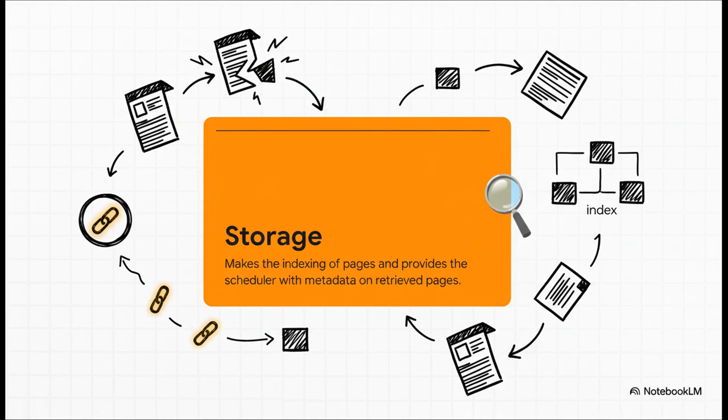Okay, so the page gets downloaded, then what? It gets sent to storage. And this is way more than just some digital filing cabinet. This is really where the magic happens. The system tears the page apart, analyzes all its content, and then indexes it. It's basically creating a giant searchable map of what's on that page. And here's the really crucial part. It also finds any new links on that page and sends them right back to the scheduler's to-do list. See how the loop closes?